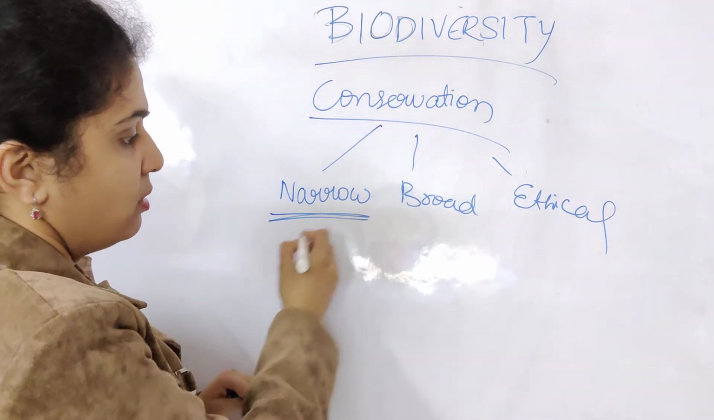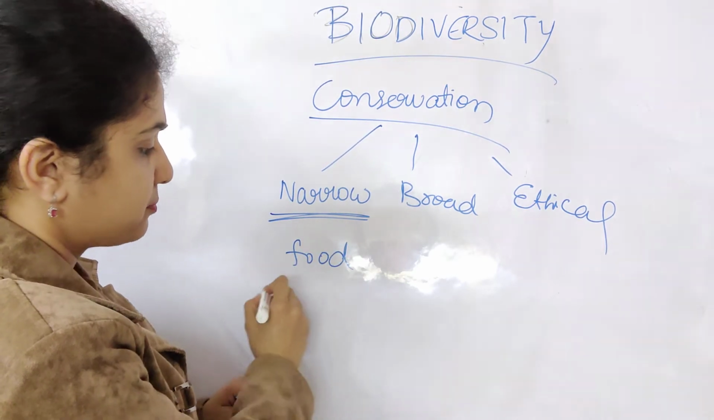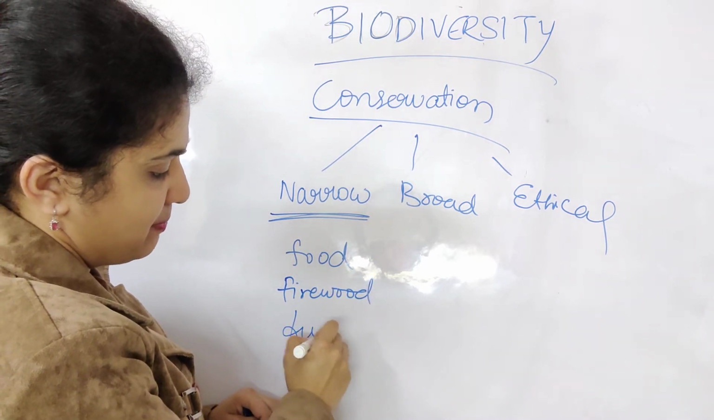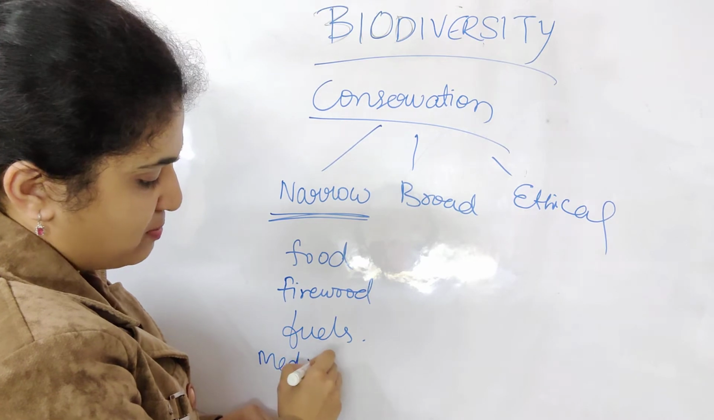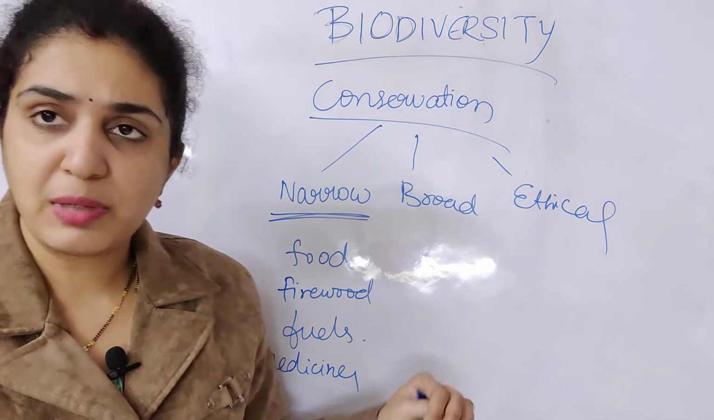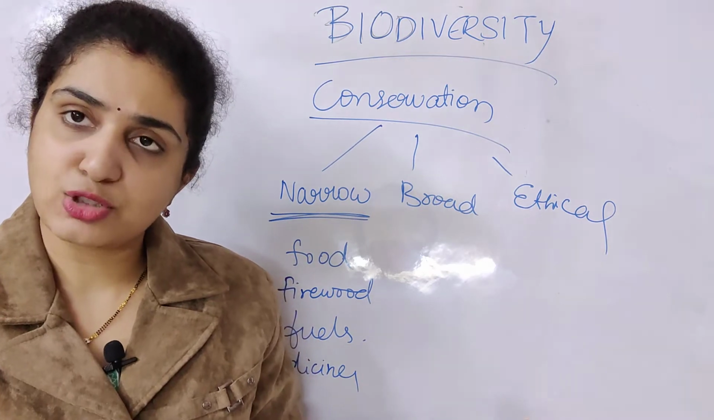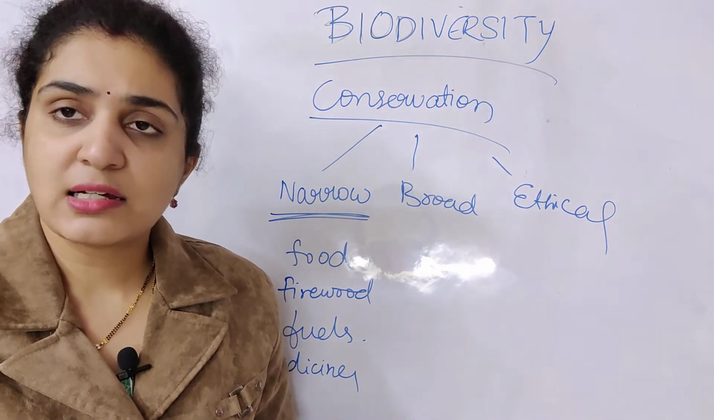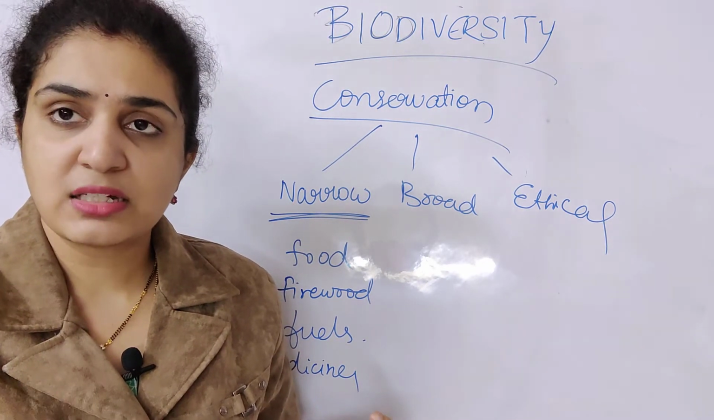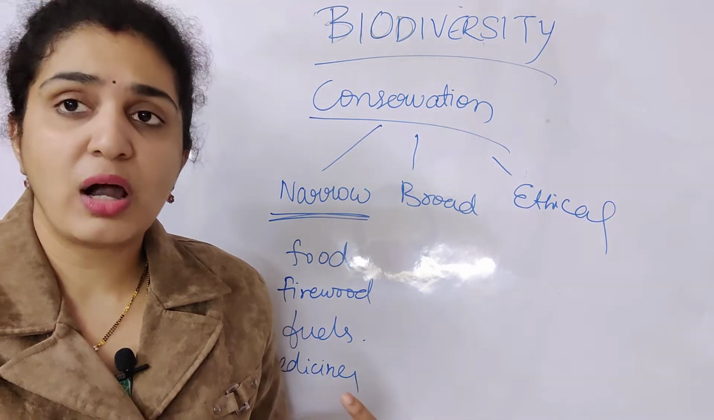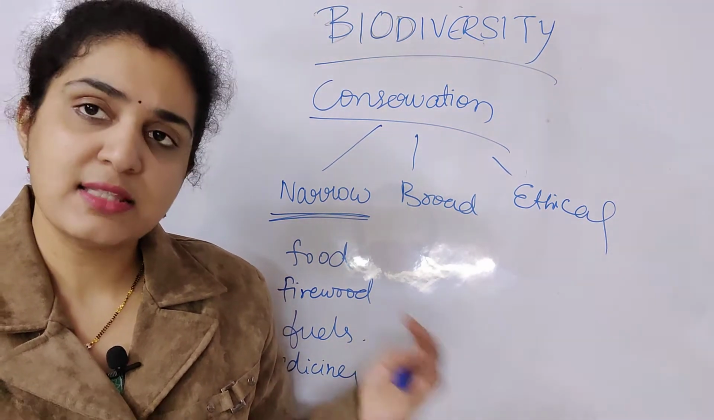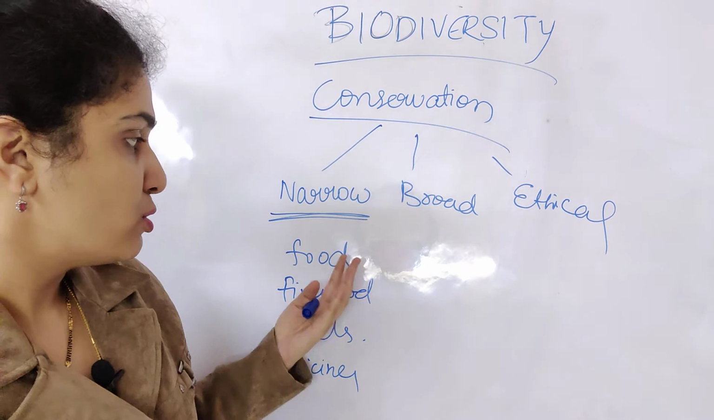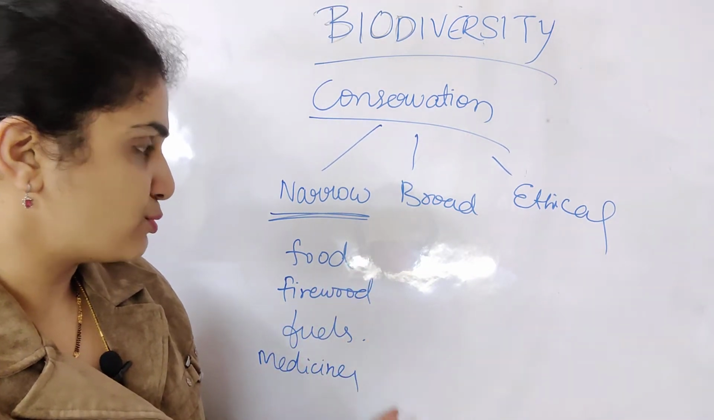So in this narrow, it is food, then firewood, fuels and medicines. And of these medicines, 25% of the medicines which we are using are derived from plants only. So plants and animal species are very important. Animals also serve us. Suppose you want to test a vaccine, like a COVID vaccine, directly you can't test on patients. First you utilize animals. For all these benefits, plants and animals are very useful to us. So in this narrow, it is food, firewood, fuels as well as medicines.